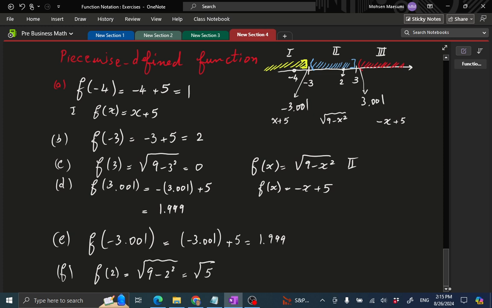You can leave it like that. You can use your calculator, but better is just leave it that way because all the precision is there. Once you use a calculator, you lose some precision. Okay, so we learned one thing else, piecewise defined function.